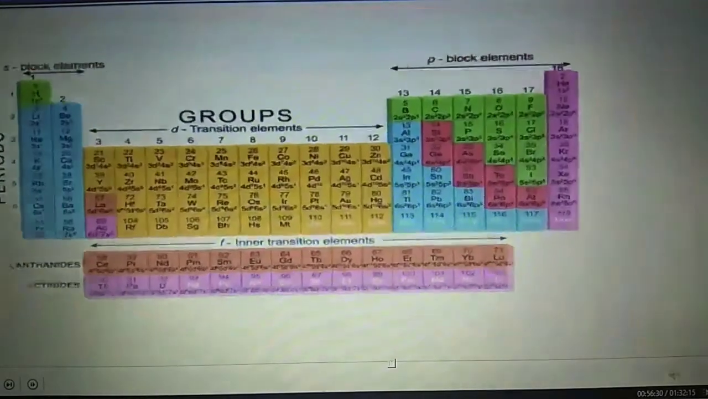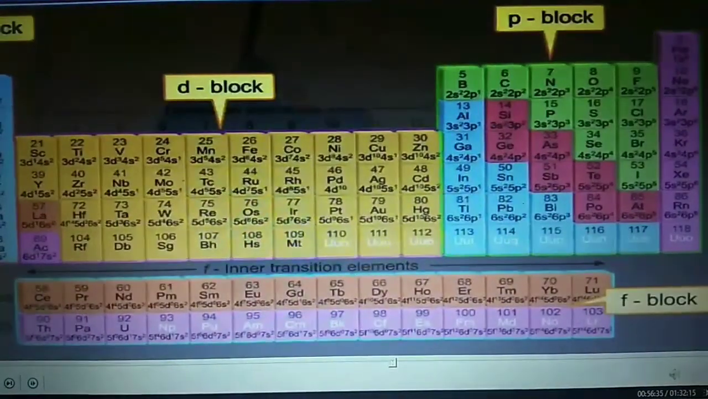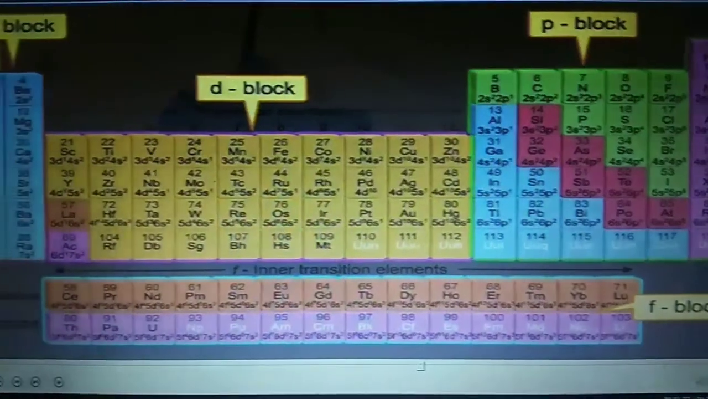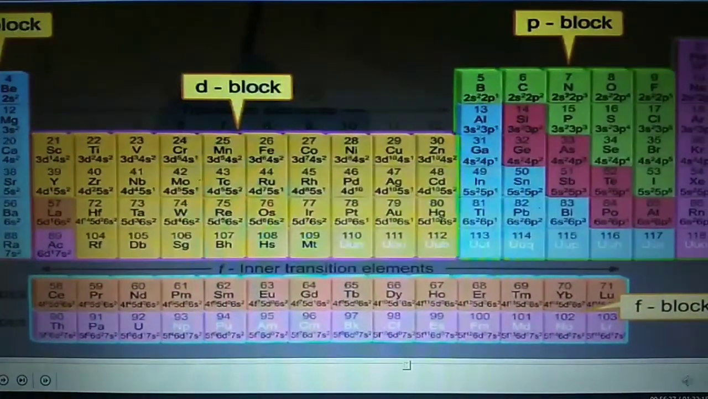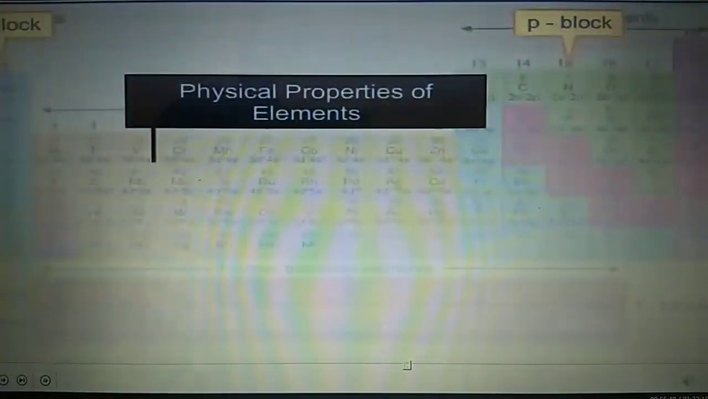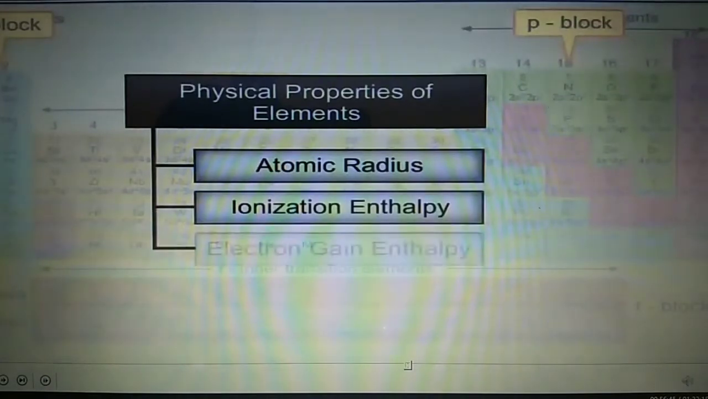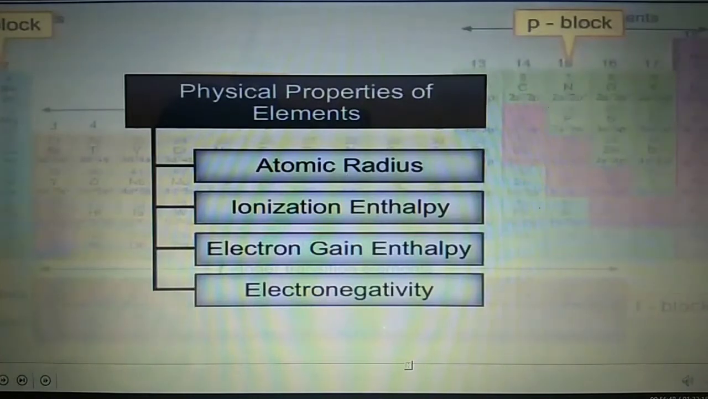So ये सारी प्रॉपर्टीज जो है डिपेंड करती है इनके इलेक्ट्रॉन कन्फिग्रेशन पे भी, राइट. For example, we have D block, P block and F block, and also there is S block. So now we are going to learn some of the physical properties such as the atomic radius, ionization enthalpy, electron gain enthalpy and the electronegativity.